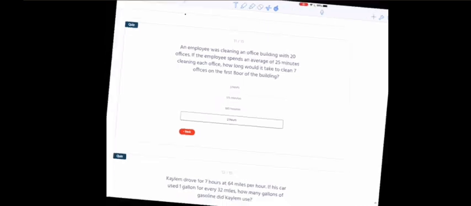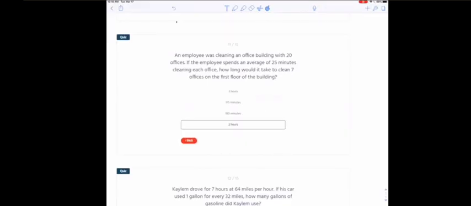Now, we did one similar to this earlier. And when we did, it gave us extra information. Remember that the question was actually asking us for how long it would take to do like the first floor. And here it's doing the same thing. It's saying how long will it take to clean the 7 offices. Not the 20, but the 7. Okay, so that's important. Just paying attention and knowing exactly what information is necessary.